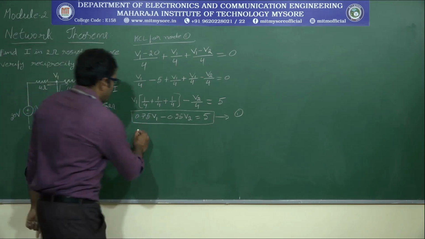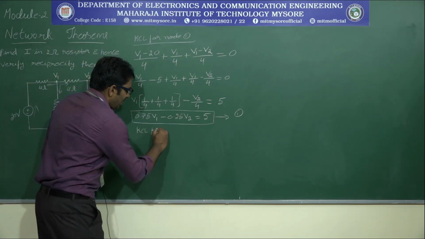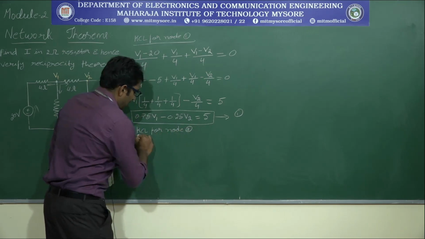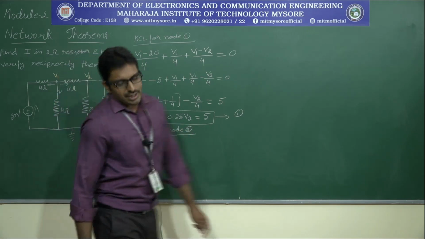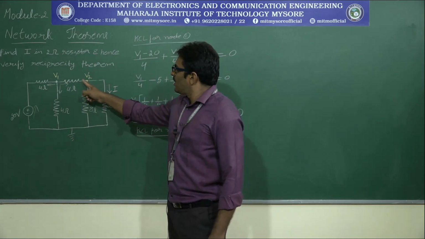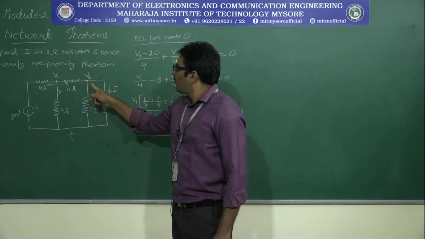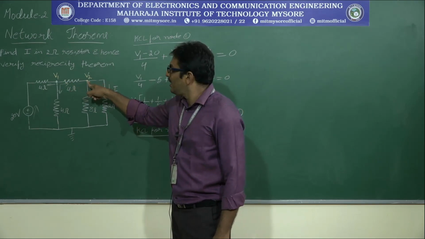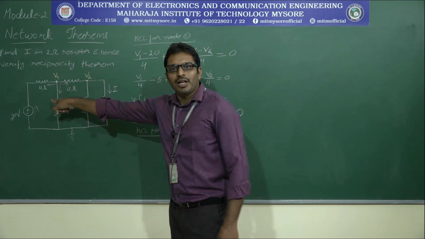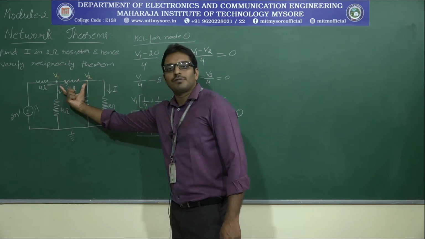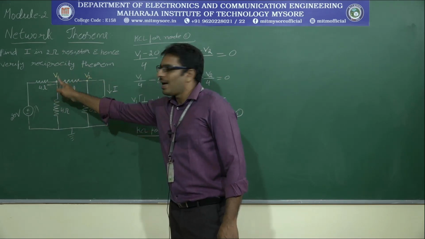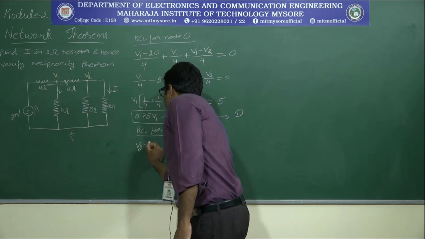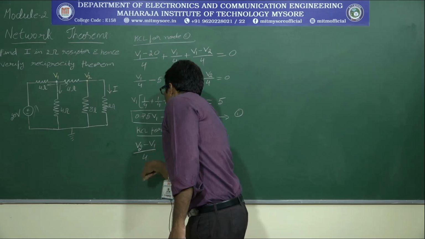Next, KCL for node 2. Yes, just see the circuit. Node 2 consists again of 3 branches. Now you are applying KCL for node 2. Just consider current is flowing from V2 to V1. Therefore, what is the potential difference across the 4 ohm resistor? V2 minus V1 divided by resistance 4. V2 minus V1 divided by 4.